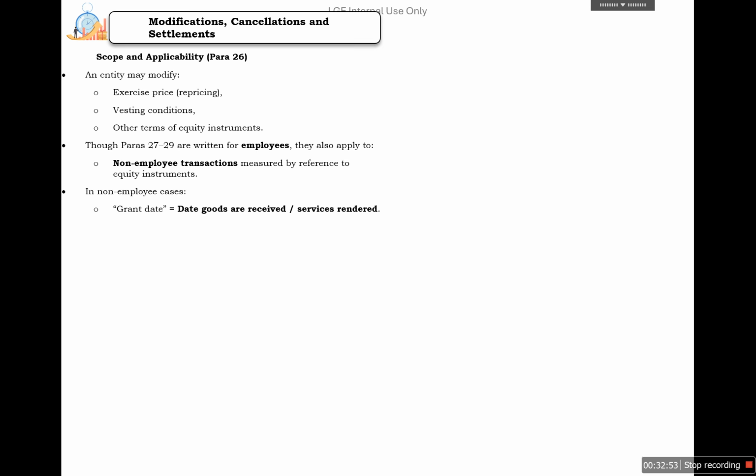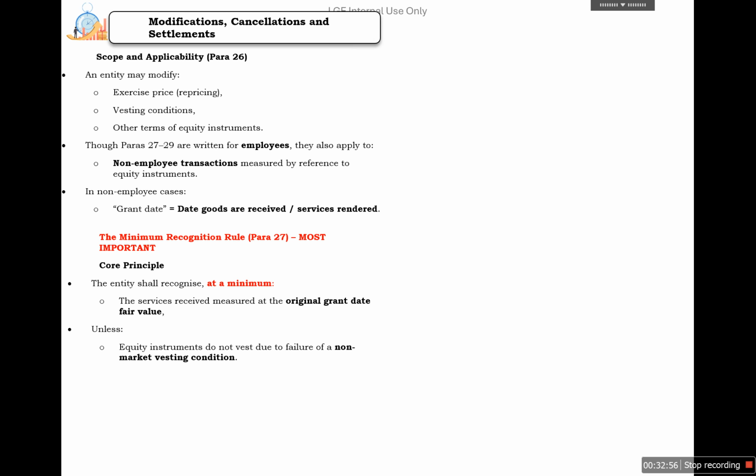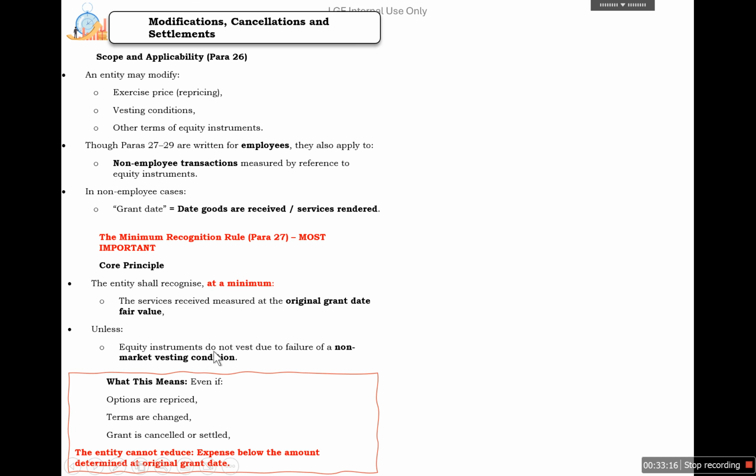There is one minimum recognition rule: the entity shall recognize, at minimum, the services received measured at the original grant date fair value. Whatever services we have received, we need to measure at the original grant date fair value, unless equity instruments do not vest due to failure of a non-market vesting condition. If it fails due to a non-market condition, there is no reason to recognize it. But in case of recognition, we need to consider the original grant date fair value.